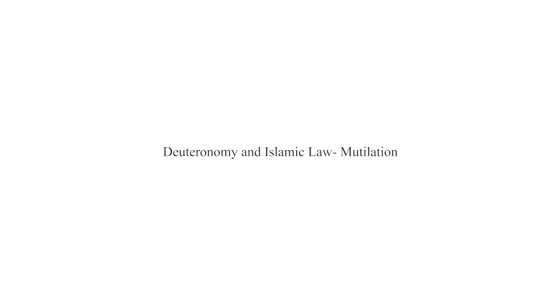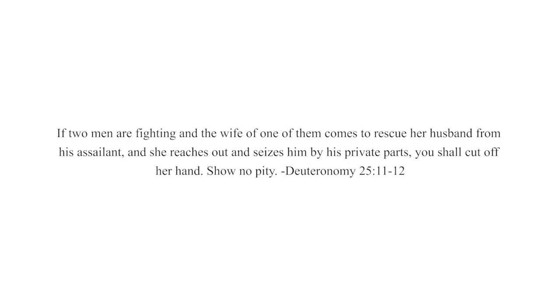The purpose of this video is to compare punishments of mutilation in Deuteronomy with Islamic law. Mutilation, of course, referring to amputation of any type, removal of appendages as part of some sort of punishment, etc. In the Torah, there's only one example of this, and it comes from Deuteronomy 25:11-12.